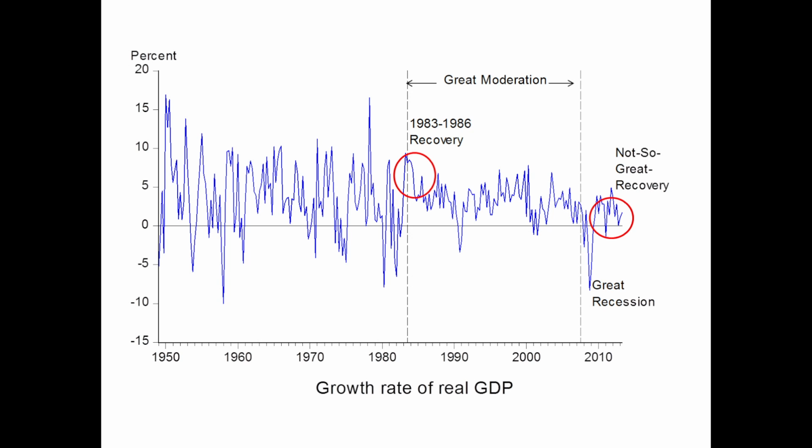Economists call that the Great Moderation. When that blue line goes below zero, and the zero line is marked there in the diagram, that's a recession. If it's below zero for a while, it's a great recession like we've had recently. But you can see the amazing difference in performance.